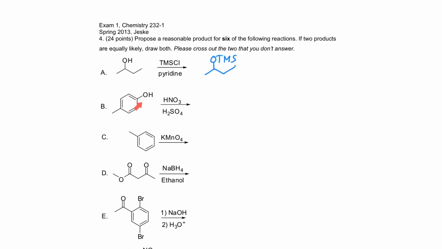Second one is this methylated phenol, which is going to get nitrated, and so we're going to choose the location of the nitro group based on the strongest activator here. So they're both activators. The OH is a stronger activator. It is an ortho-para director. Here's ortho, here's para. We can't put it on para, so we're going to draw the nitro in the ortho position relative to the phenol.